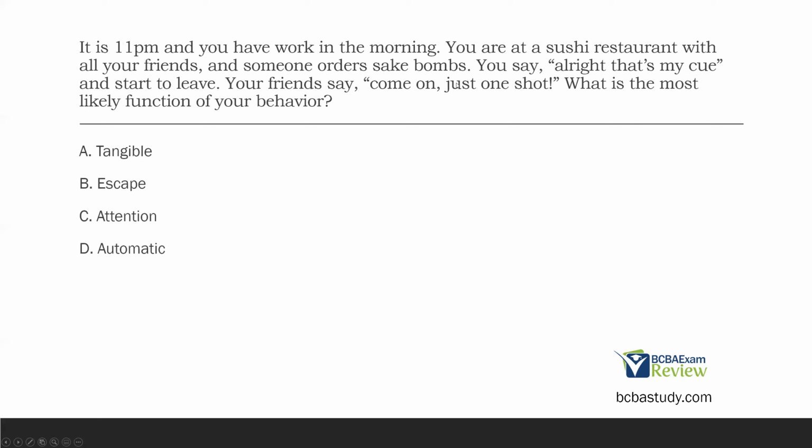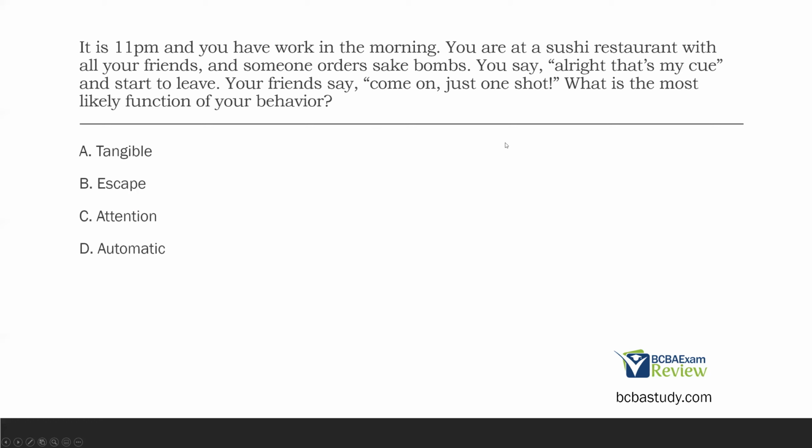So attack it, right? But attack it the right way. And if you attack it the right way, it's a very easy question, right? What is the function of your behavior? Are you trying to obtain a tangible? Clearly not, right? You're trying to get away as fast as you can from this tangible. So are you trying to escape? Yes, right? Escape. You're trying to get out of this situation. Okay, you're trying to escape this sake bomb because, right, you have to work in the morning. You're being responsible. Okay, so B is most likely our answer.